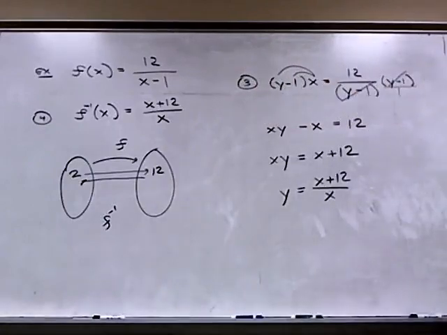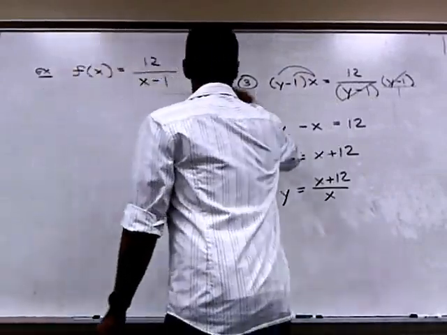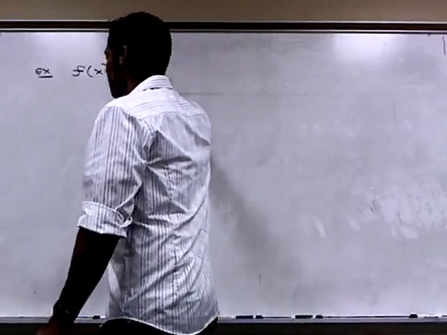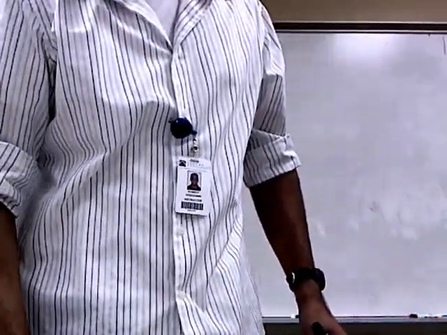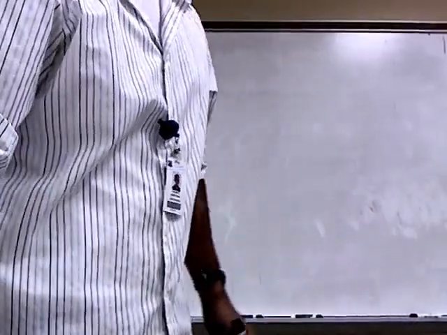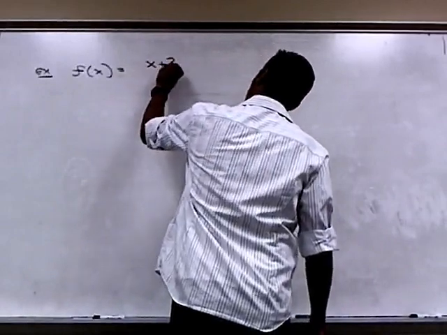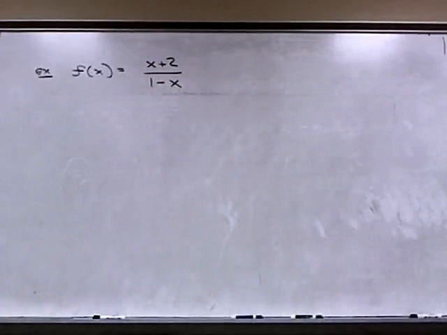All right, let's do another example. That one was slightly harder, would you say? A little more involved? Then you'll love this one. x plus 2 over 1 minus x. Find the inverse. It's a rational function, isn't it?